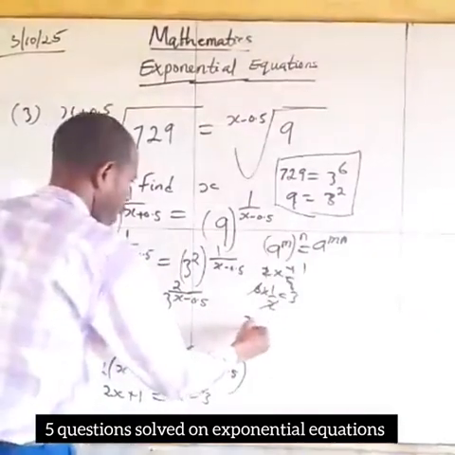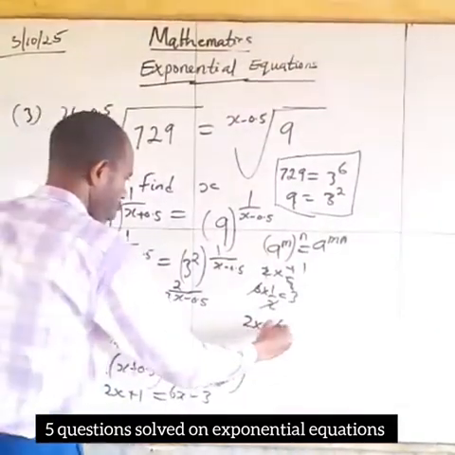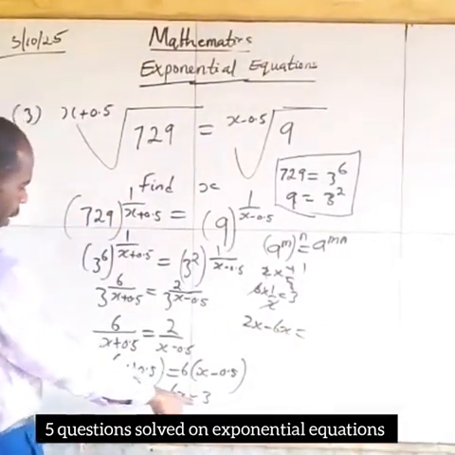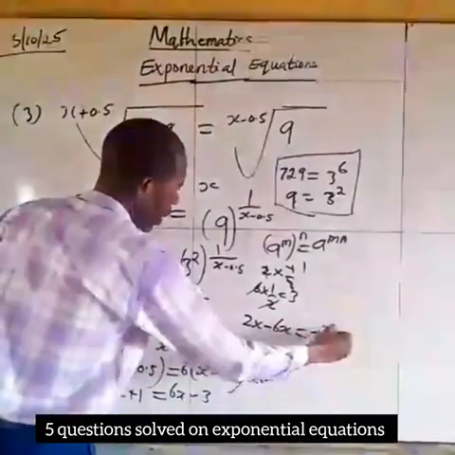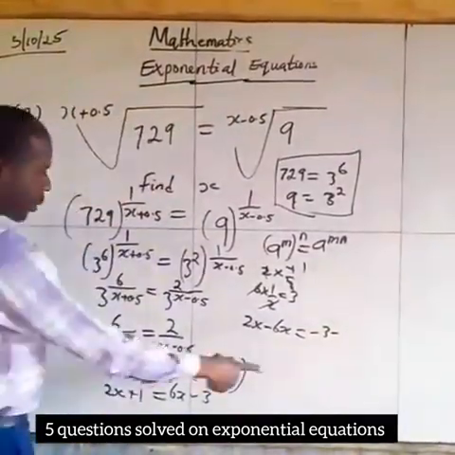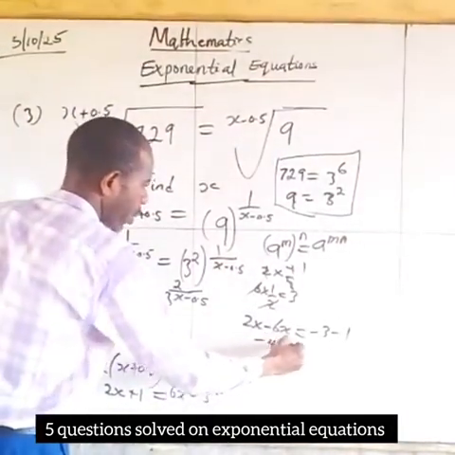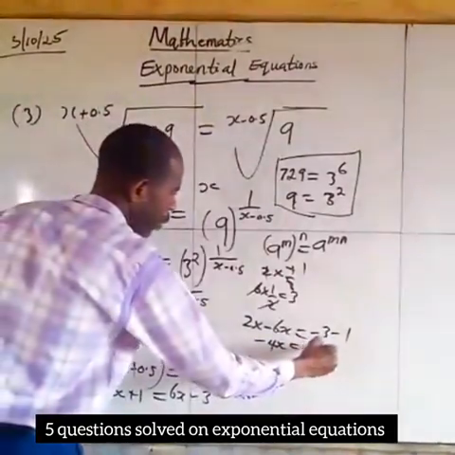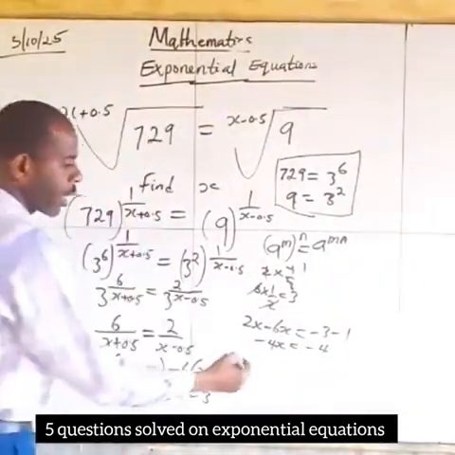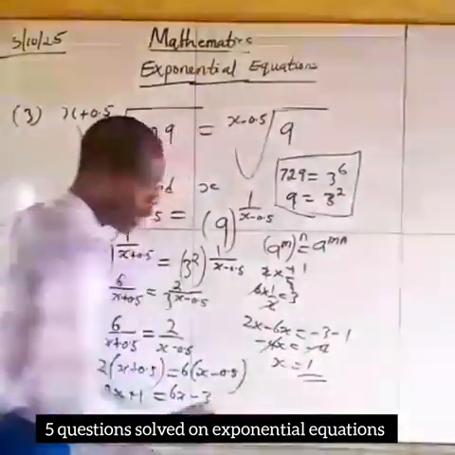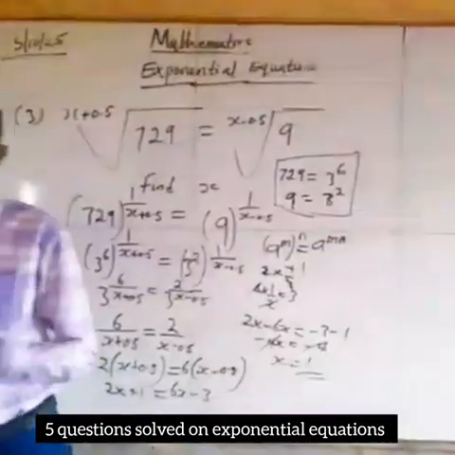Becomes 2x minus 6x equal to, here we're having negative 3 there, remaining negative 3 minus, take this one to the other side, becomes negative 1. Then we have negative 4x equal to negative 4. Then we can cancel out, x equal to 1. So that is the value to this question.